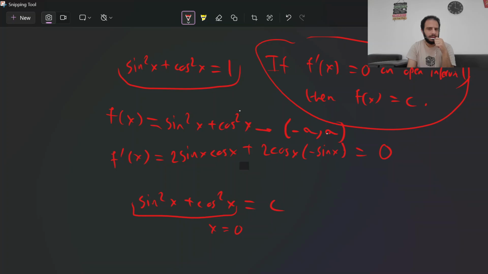Minus a to a, 0 is here, right? What is sine 0? 0, right? So sine 0 is 0 plus cosine squared of 0. Cosine 0 is 1. 1 squared is 1. So 0 plus 1 equals c. So it's 1, right?